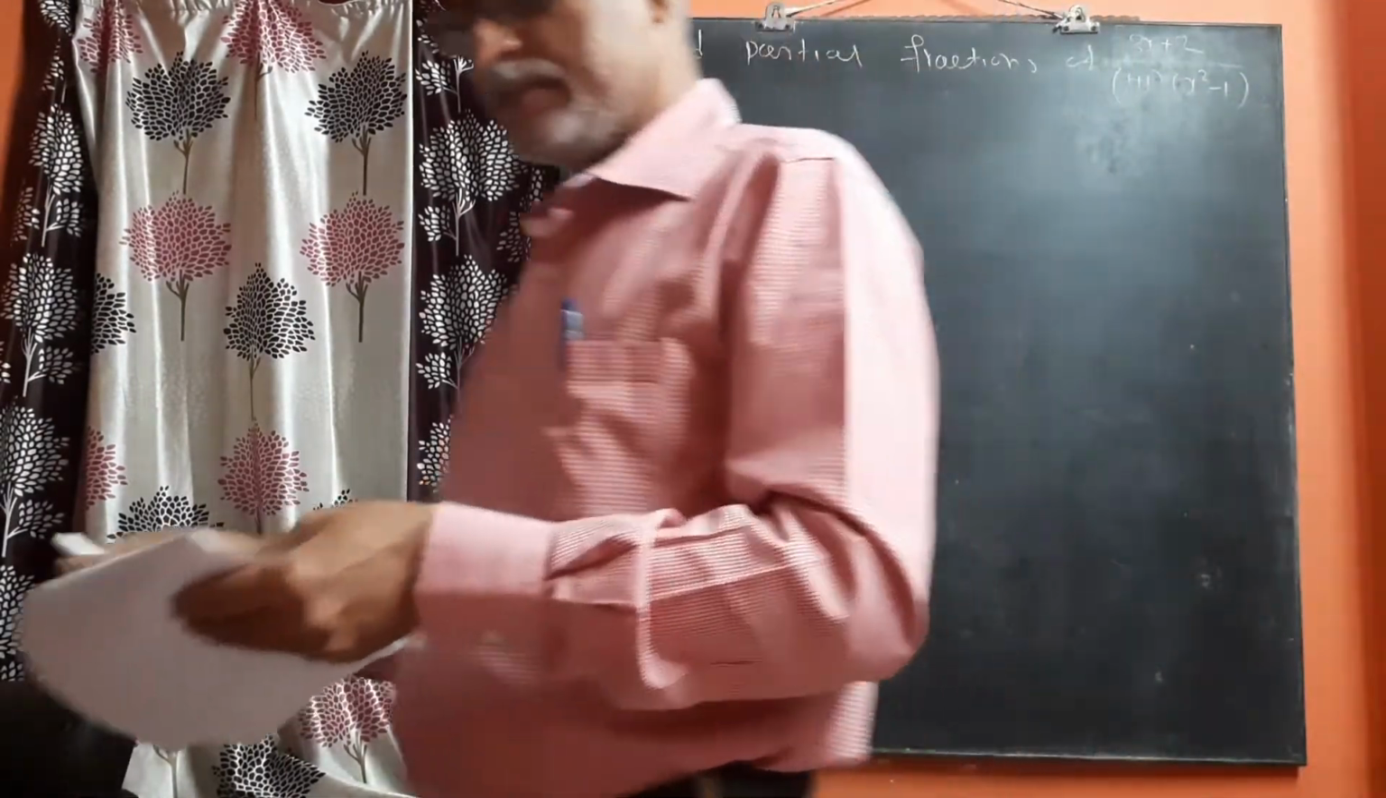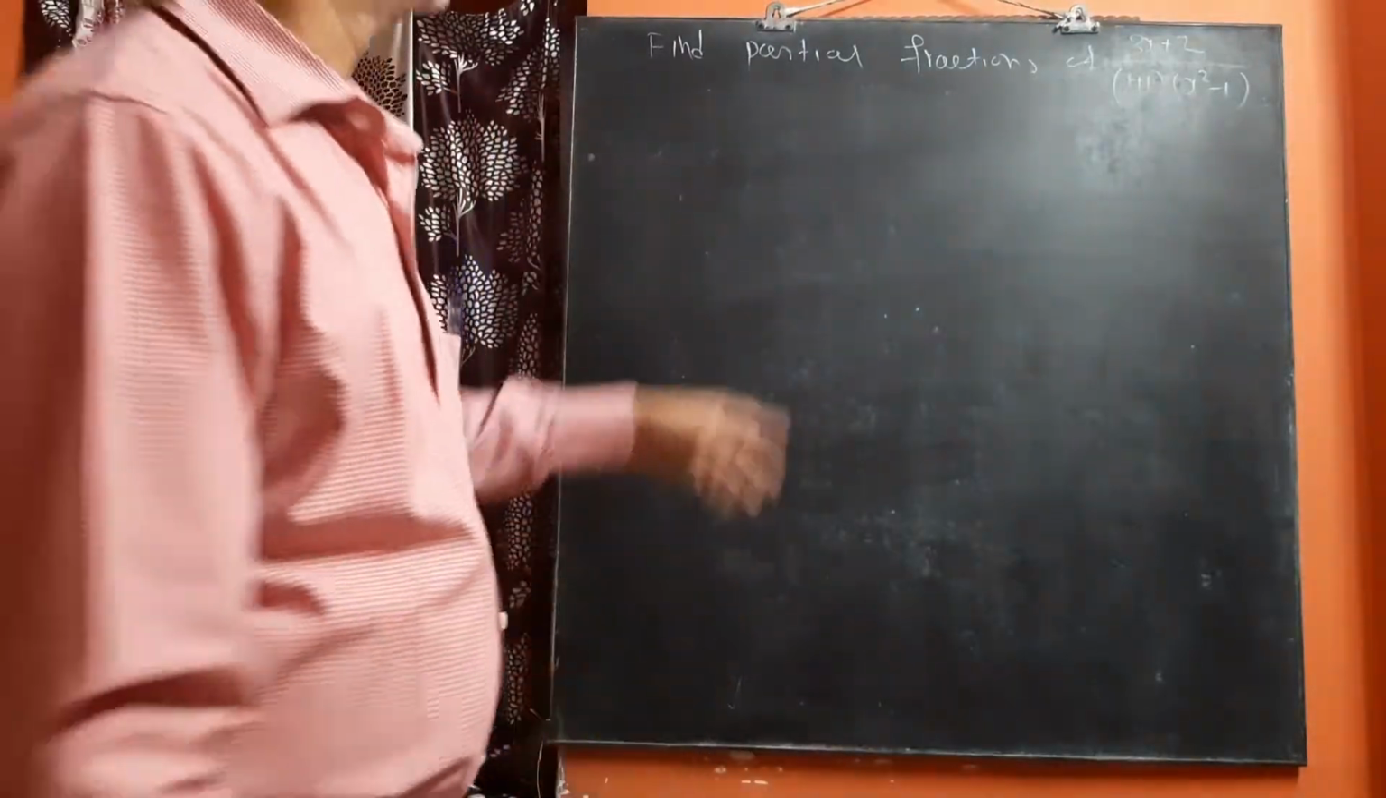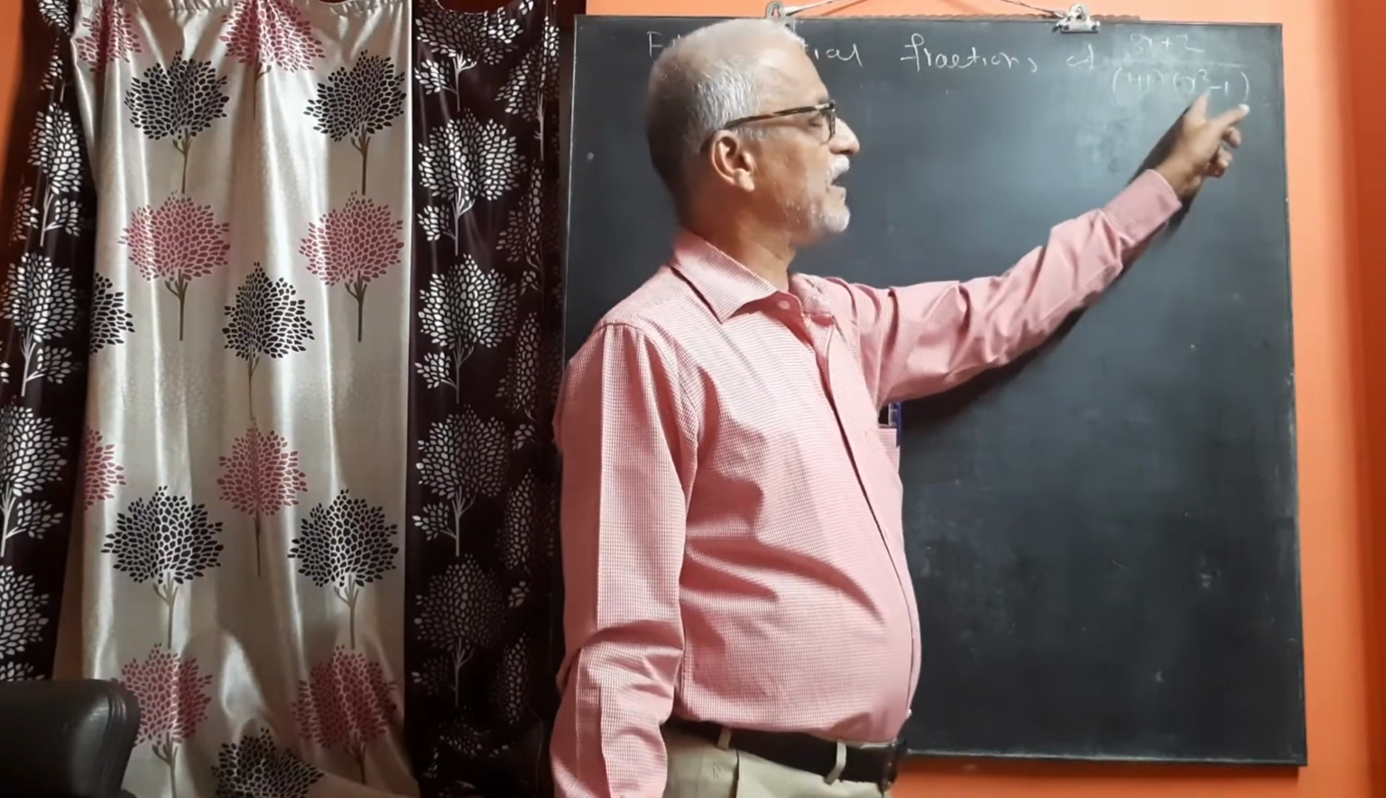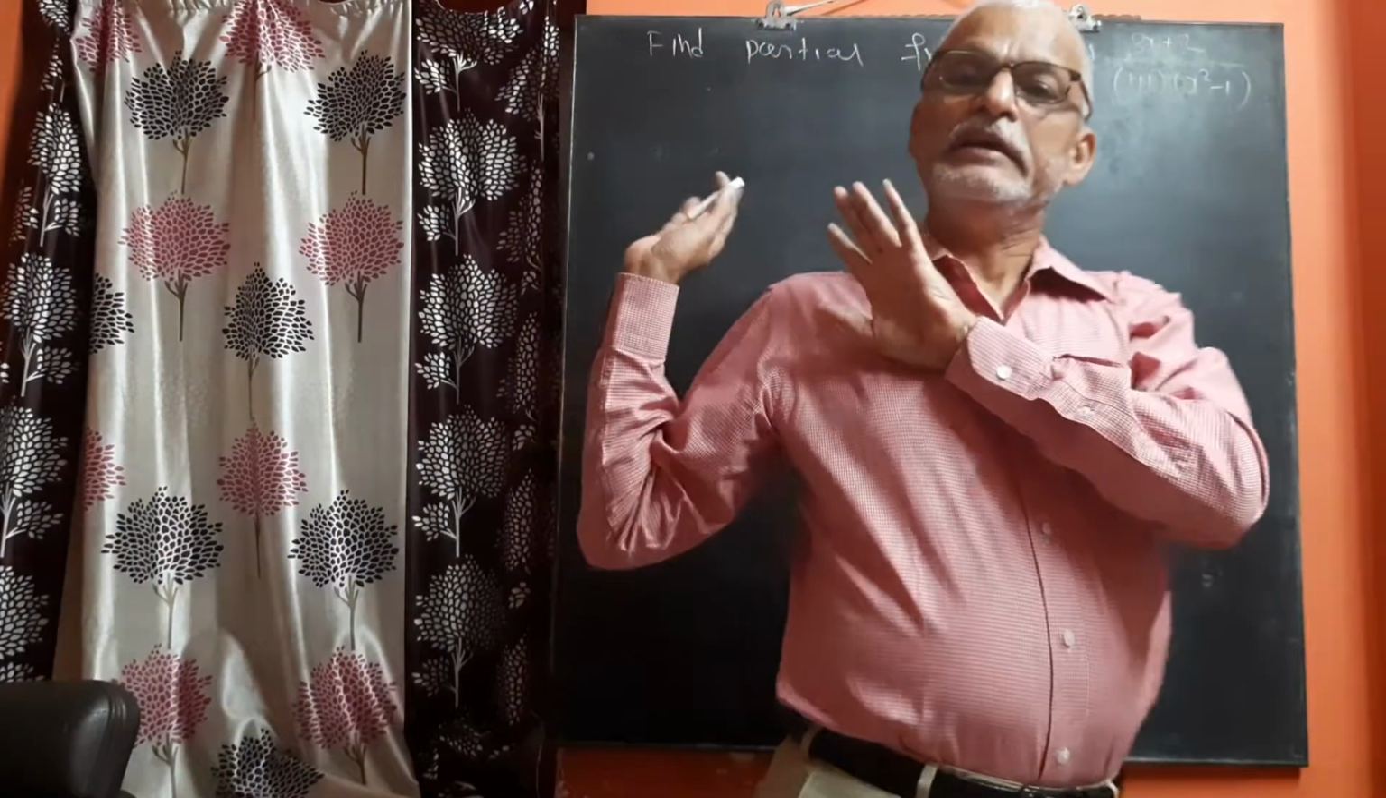3x plus 2 divided by x plus 1 into x square minus 1. Now see here, 3x plus 2 divided by x plus 1 into x minus 1, x square minus 1, you have to find out the partial fractions of this.